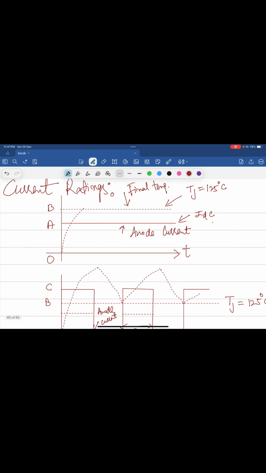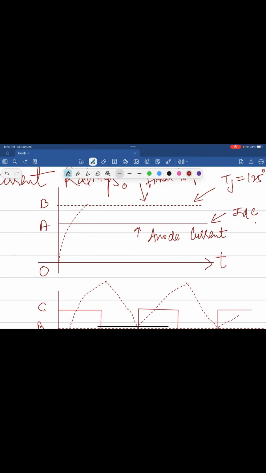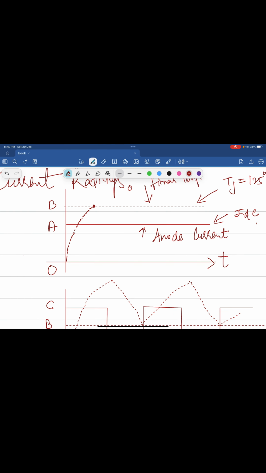If you look at the diagram above, we can see the anode current, which is DC current, and also we set up the junction temperature. We can see by the diagram that there is a sudden rise, so it will very fast reach the junction temperature, which is 125 degree Celsius.